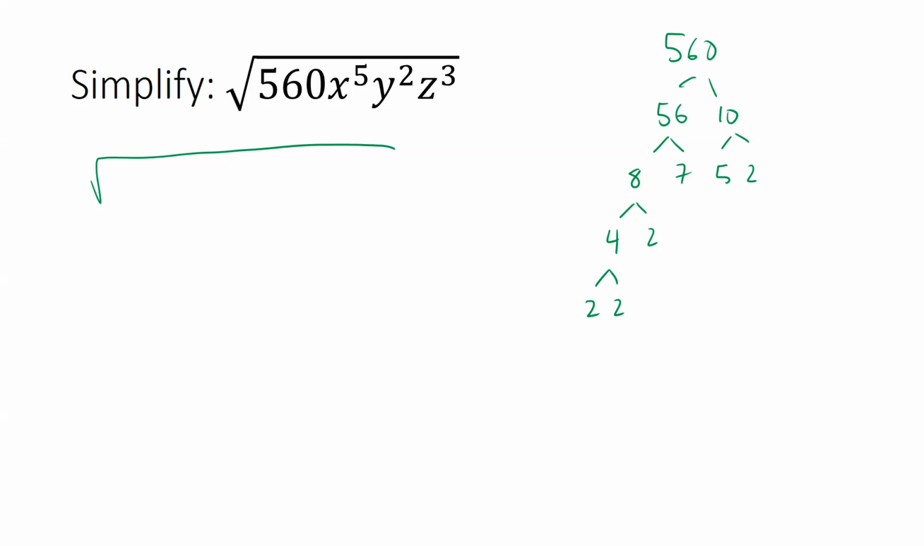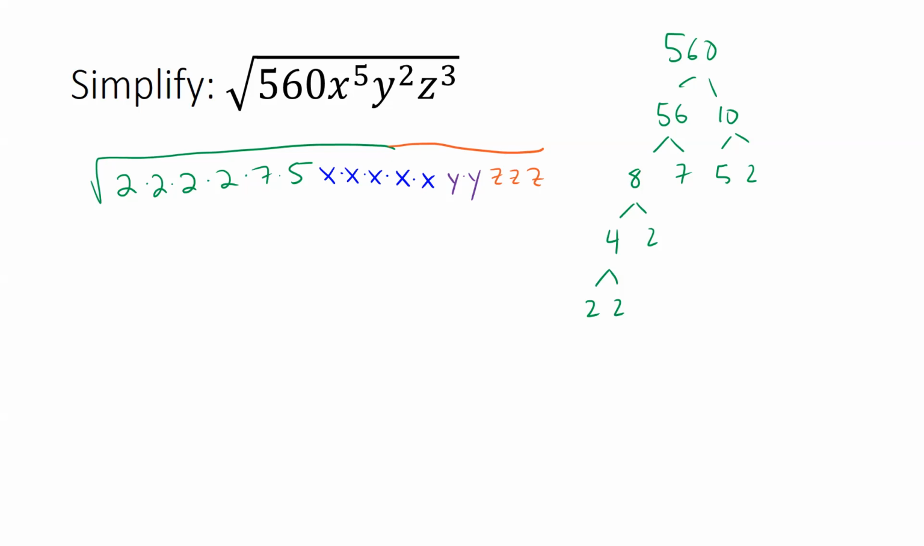We're going to return over to the radical with the prime factorization. That's the numbers. Now x breaks up into 5 x's. Y breaks up into 2 y's. And z breaks up into z times z times z.